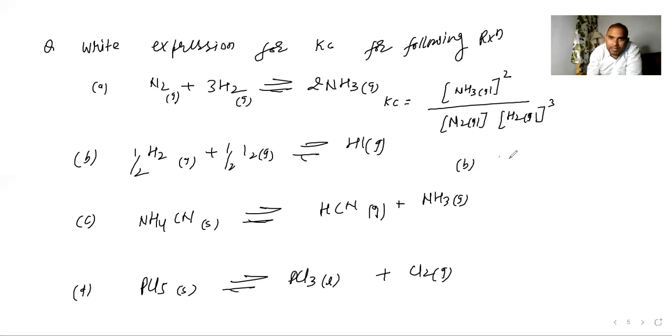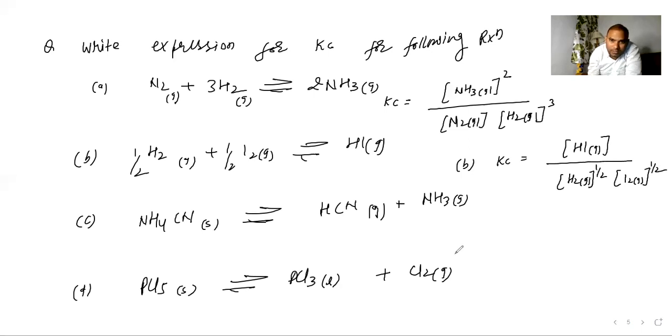Now B number, you see. If you are writing Kc, this is again all gas, but here the coefficient has been changed. So that is HI, a gas, with no power because there is no coefficient. Here H2, a gas, with power 1/2, and I2, a gas, with power 1/2.